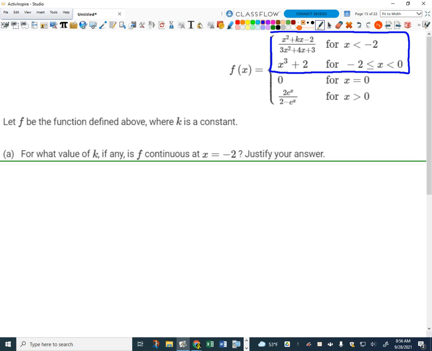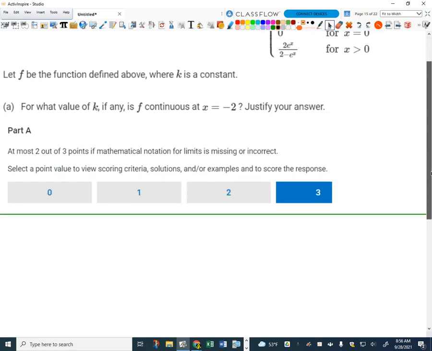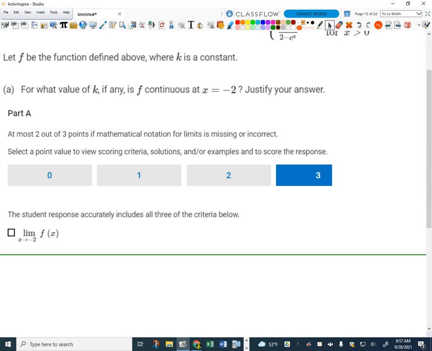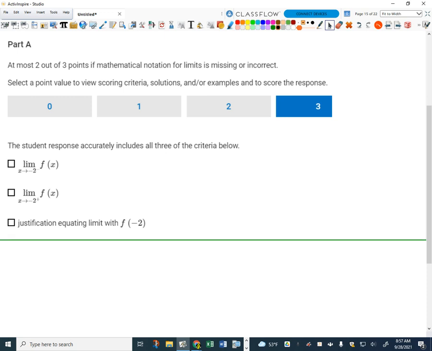With the way we have to do this, that's one of the things they're going to look for when they're grading this, I'm sure, if we look at the criteria for part A. At most 2 out of 3 points if mathematical notation for limits is missing or incorrect. So you're already limited, no pun intended, if you're not including limits in your description. If you want to get all 3 points, these are the 3 boxes that they identify that you need to have, and they make sense.